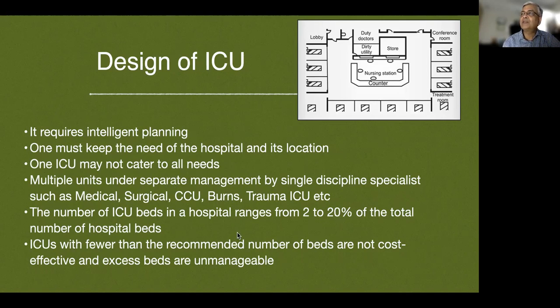The number of ICU beds in a hospital ranges from 2 to 20% of the total number of beds of the hospital. Generally, in today's world, good hospitals have almost 20% of beds as their ICU beds. It is said that ICUs with a small number of patients are not cost effective, while if you put too many beds in an ICU, they become unmanageable. So you should have the number restricted to 8 to a maximum of 15.